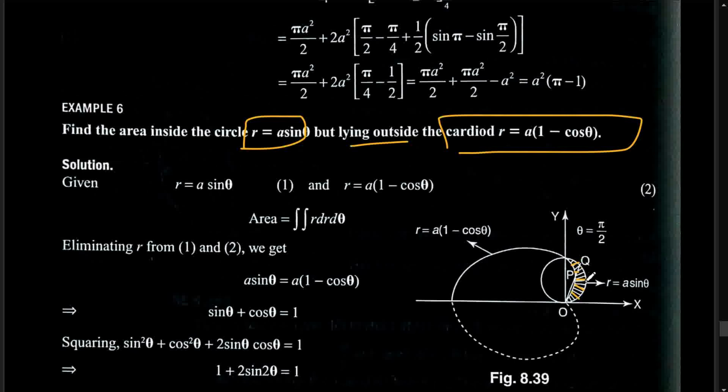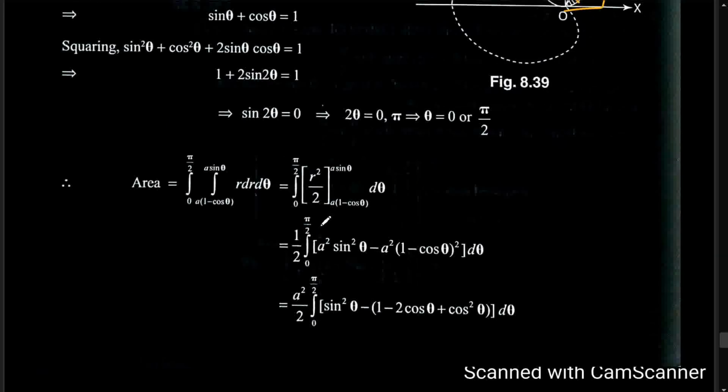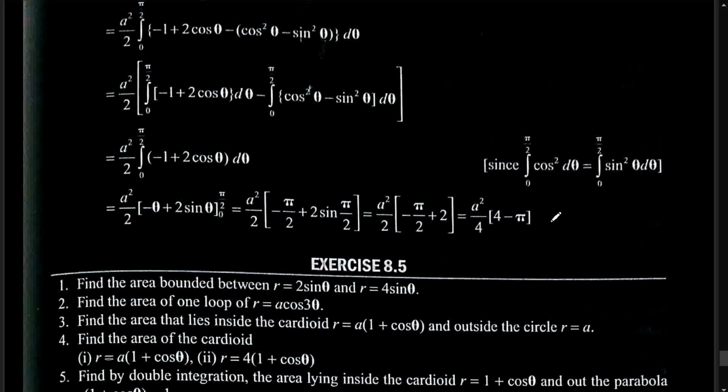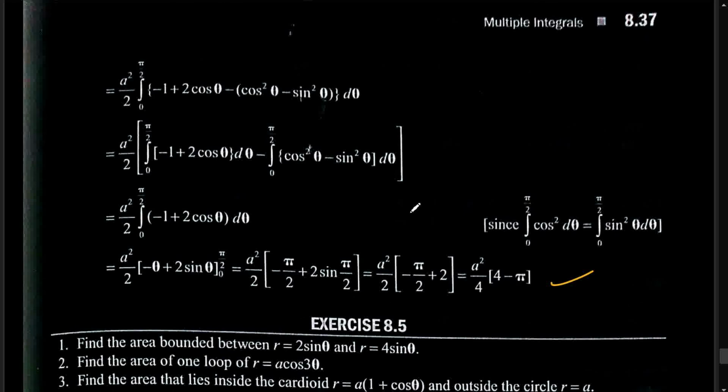So if you take a strip or something here, the lower limit you used to get as equation of a cardioid, and upper limit you used to get as equation of a circle, and theta used to get 0 to pi by 2. So double integral, equation of a cardioid, equation of a circle as upper limit, and theta is 0 to pi by 2, r dr d theta. After you solve, you used to get the answer like this. These are simple steps. By seeing it, you can find out.